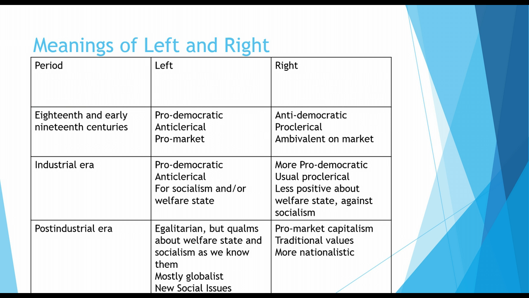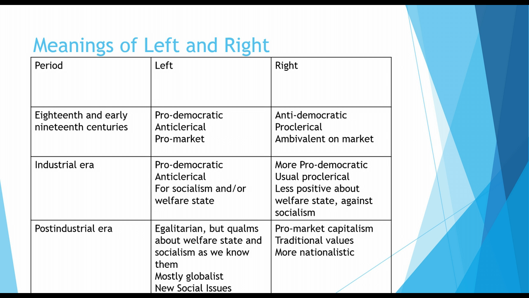So one of the things that we have to look at when we look at the idea of democracy is what we consider to be somebody who's on the left side of the political spectrum and somebody who's on the right part of the political spectrum. And that has changed throughout history. So when we look at the 18th and early 19th centuries, somebody who was on the left was considered to be pro-democratic, anti-clerical, and pro-market.